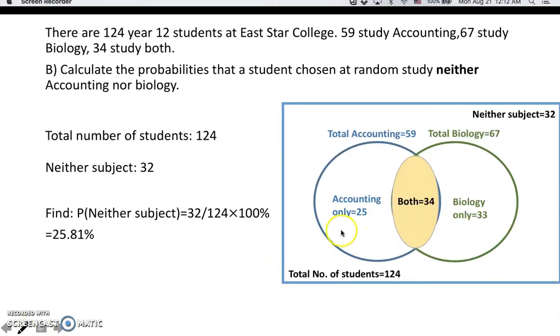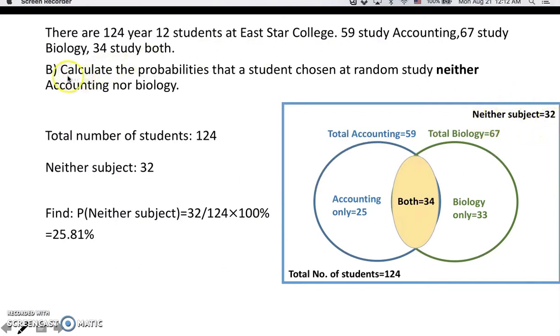Now we have completed this Venn diagram. We transferred a complex probability problem into a simple geometry problem, and we found the number of students who study accounting only is 25. The number of students who study biology only is 33. And we also found the number of students who study neither one is 32.